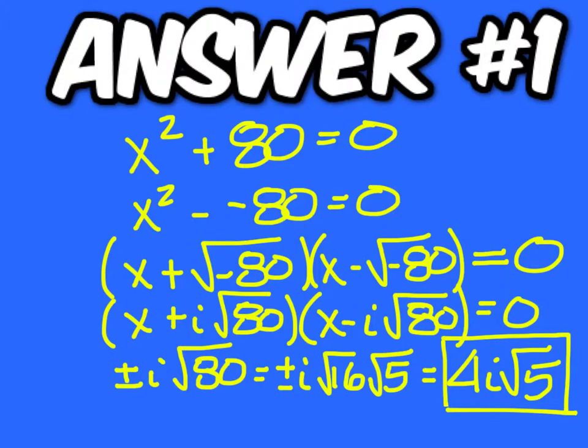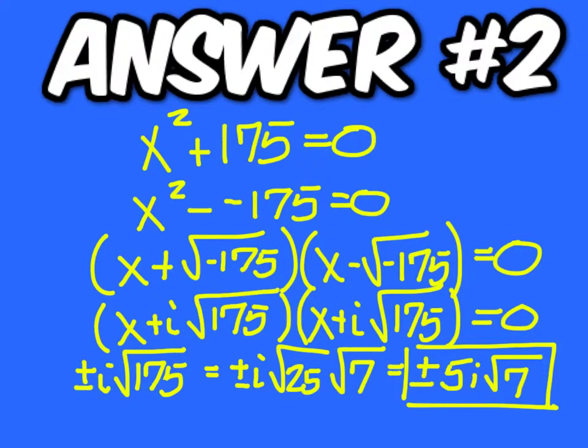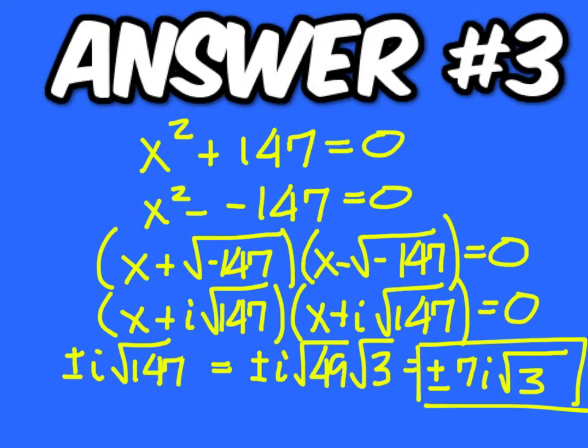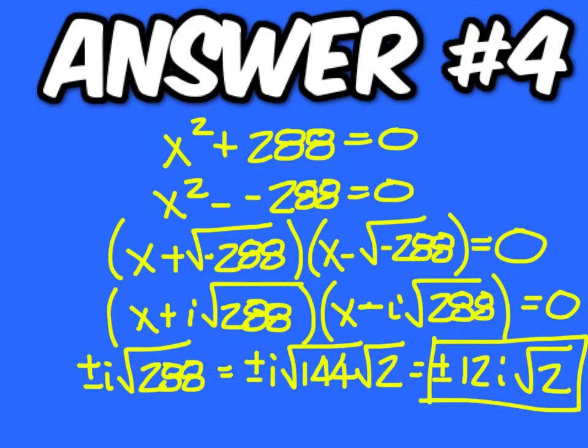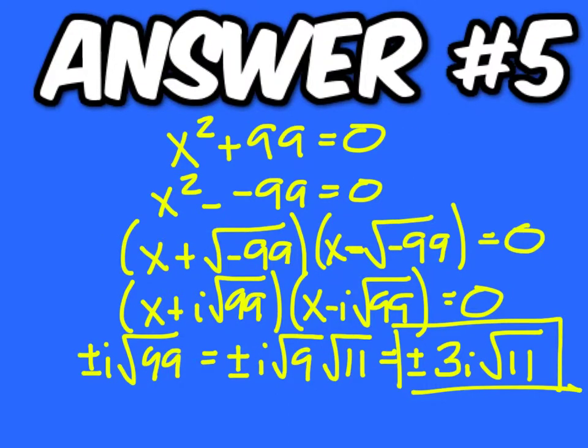On the first one, it should be plus or minus 4i square root of 5. 2 is plus or minus 5i square root of 7. 3 is plus or minus 7i square root of 3. 4 is plus or minus 12i square root of 2. And 5 is plus or minus 3i square root of 11.